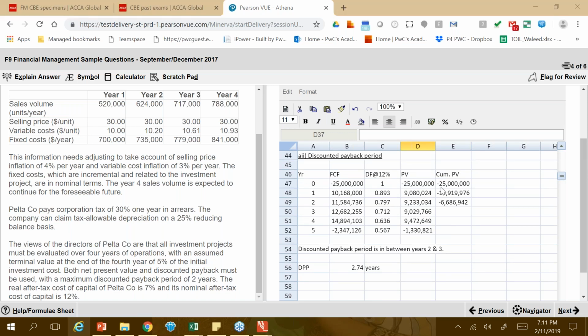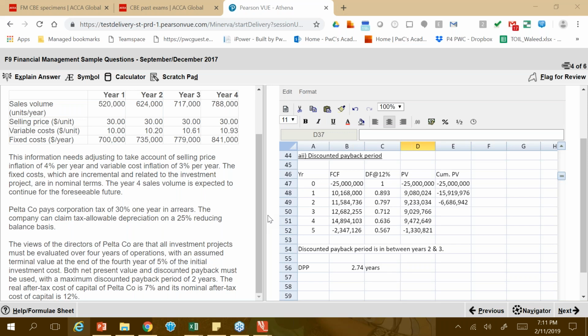Okay, the question here is, when do we need to multiply the fraction with 12 while calculating discounted payback? Well, we will multiply with 12 if you have to work this out in months. So if you had to work it out in 2 years and certain months, then multiply that fraction with 12 to work out those number of months. But in this question, that was not needed.